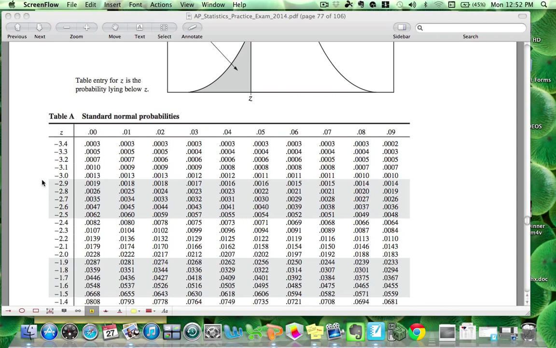Within the tables, this left column gives you the ones and tenths place of the z-score that you're trying to look up. This very top row gives you the hundredths place. And what you're essentially going to do is piece together the ones and tenths place with the hundredths place and read off the percentage from what I call the guts of the table.